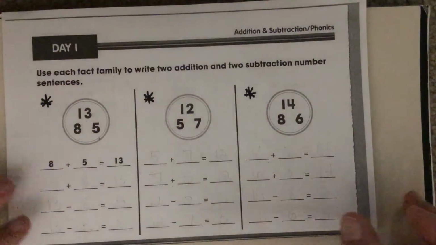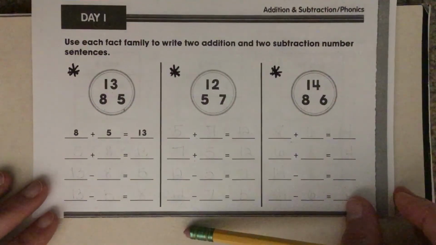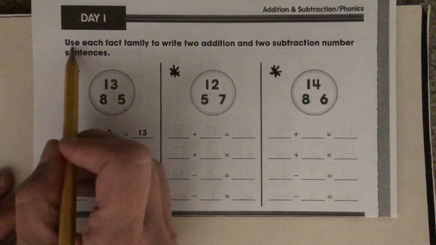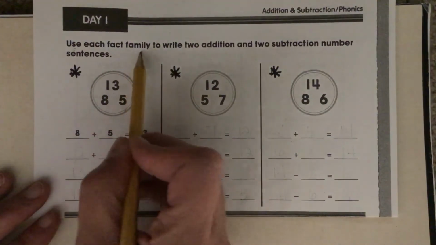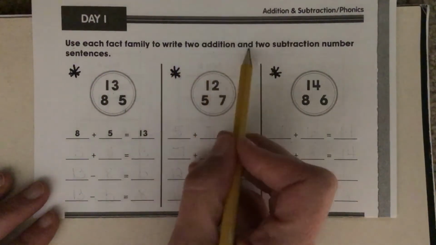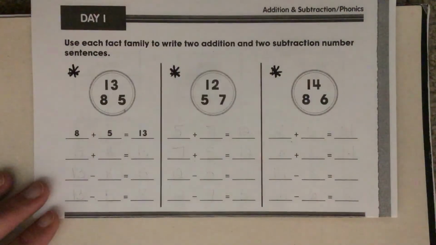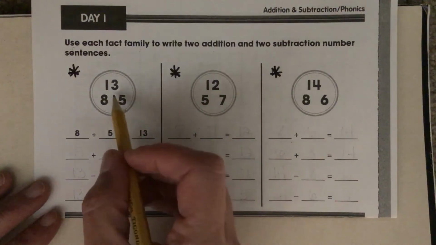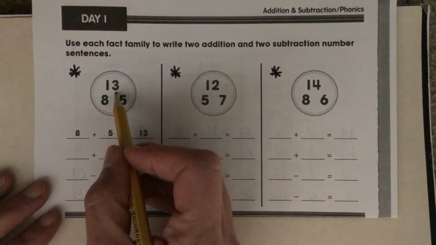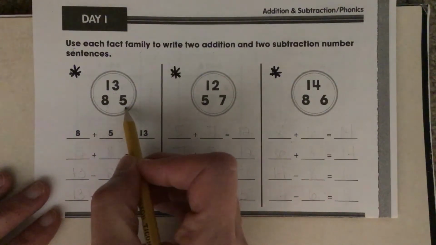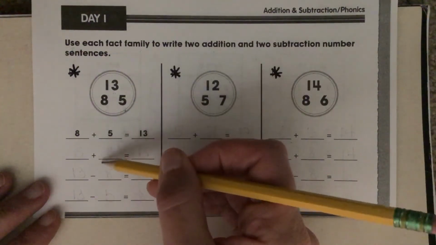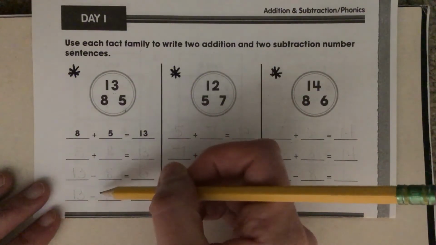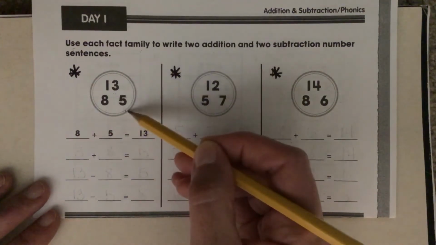We're going to start day 1 with the worksheet. At the top of the worksheet, we've got some fact families. Our directions are: use each fact family to write 2 addition and 2 subtraction number sentences. We've done this in class. We called it Math Magic. We start with 3 numbers. In this case, it's 13, 8, and 5. And we will write 4 number sentences, 2 addition, 2 subtraction, using these 3 numbers.